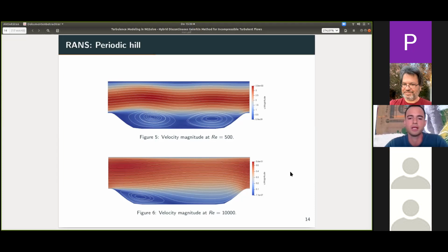So for the laminar case, we have two recirculation bubbles, and the flow does not really enter the valley and goes above the hills. And for the turbulent case, we have only one recirculation bubble, which is closely behind our hill, and the velocity field is much more spread and also goes more into this valley down and then also up.